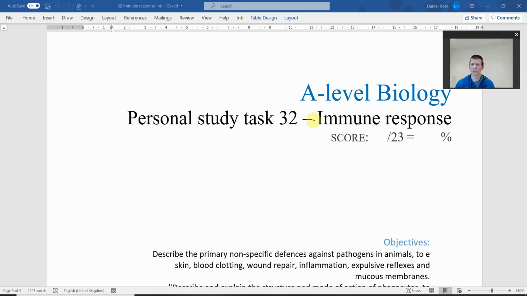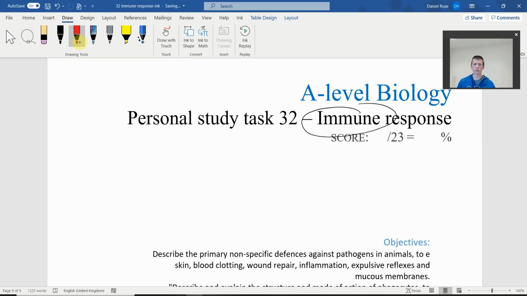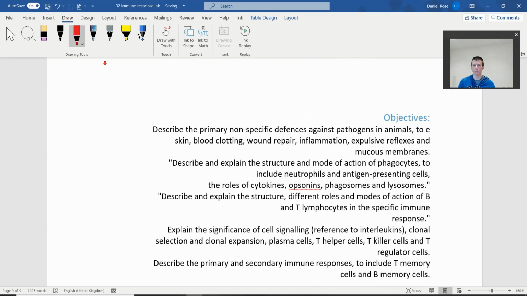So this micro walk and talk and mock is on the immune response, and particularly going to look at some of those more challenging questions. I won't pick them all out. As always, speed me up, slow me down on YouTube if I talk too fast.